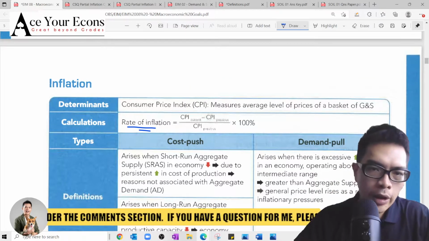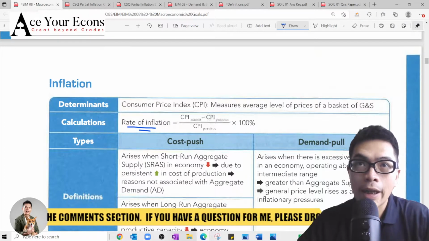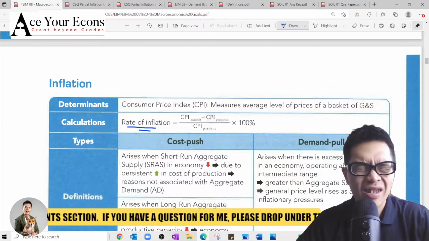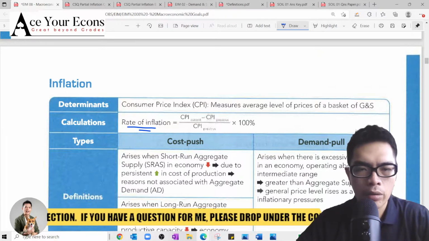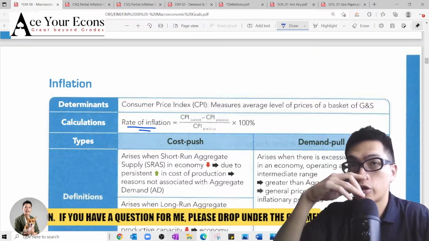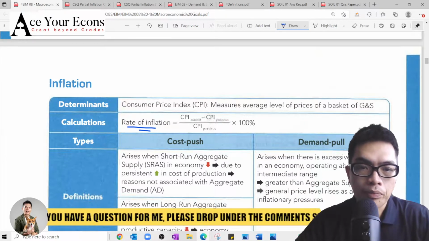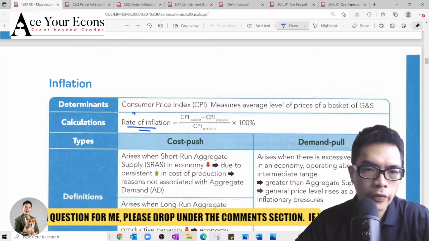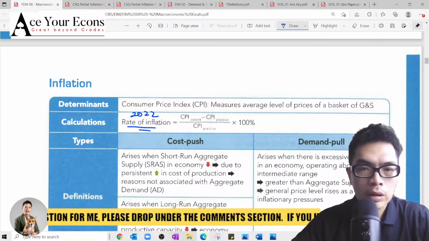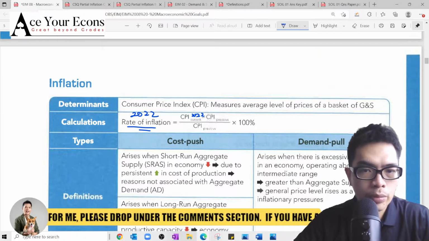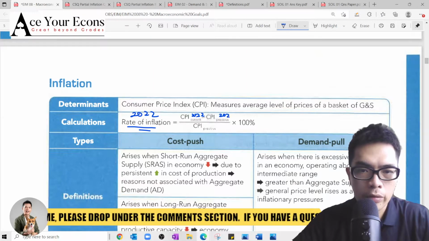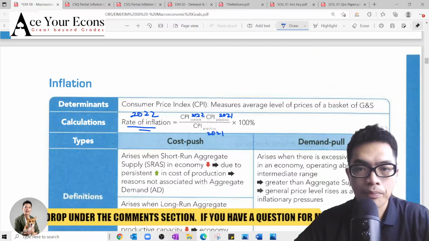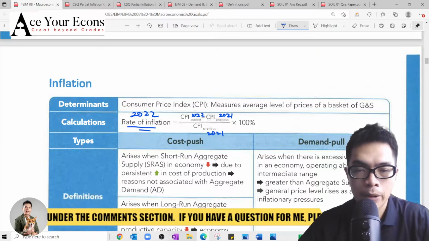I'm just going to quickly run through. Just like what we have learned under economic growth, where you can calculate using your GDP figures, here we have the CPI of the current year. Let's say you want to calculate your rate of inflation for 2022. We take the CPI of 2022, subtract the CPI of 2021, divide by the CPI of 2021, times 100%. This is how you get your rate of inflation for that particular year.